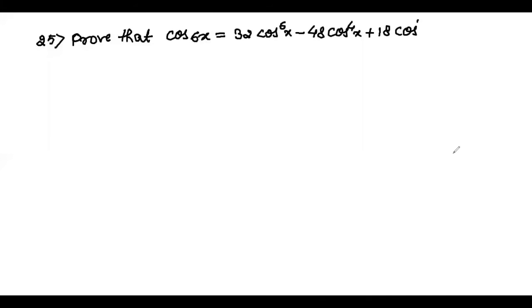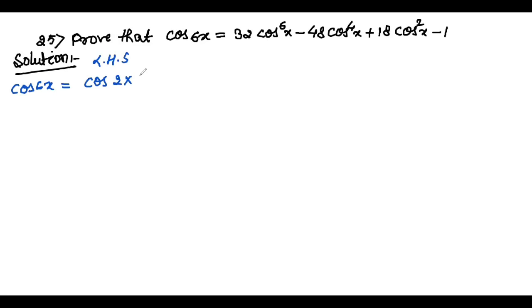Now question number 25. Prove that cos 6x is equal to 32 cos to the power 6 x minus 48 cos to the power 4 x plus 18 cos square x minus 1. So here we'll start with the left hand side part. So cos of 6x, we can write it as cos of 2 into 3x. We can also write it as cos 3 into 2x. Means 6x I am splitting into 3 and 2x.